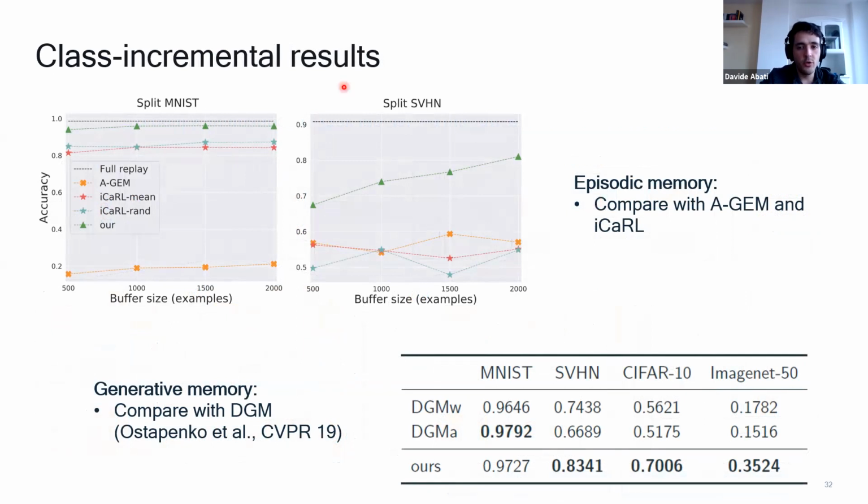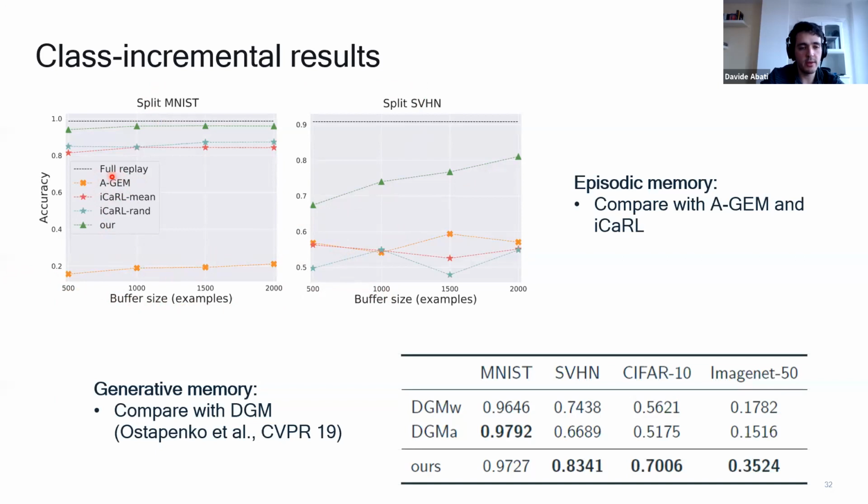So if we compare, the top plots are for episodic memory, and we outperform other replay-based methods such as AGEM and iCaRL. These are quite popular. AGEM I also mentioned in this talk. And we can see that for different buffer sizes on both datasets, we can do better.